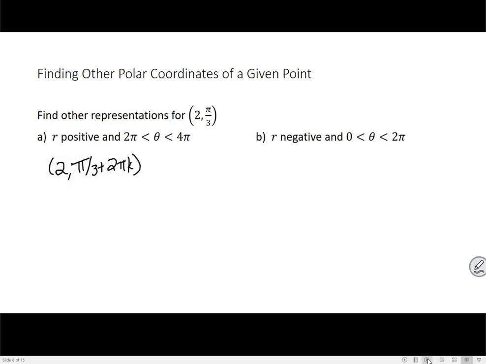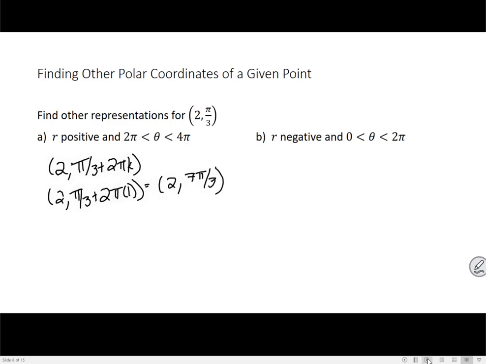So I need to pick an integer value for k that's going to fit my interval here from 2 pi to 4 pi. If I let k be 0, I'm only going to get pi thirds, and that's going to be too small to fit within my interval. So let's start with k equals 1. So pi over 3 plus 2 pi times 1. All right, and I get the point 2, 7 pi over 3.